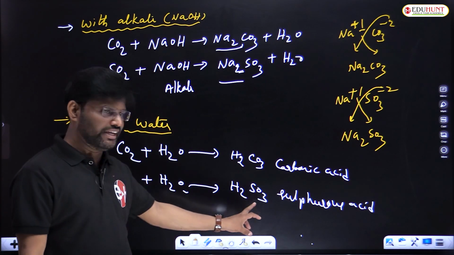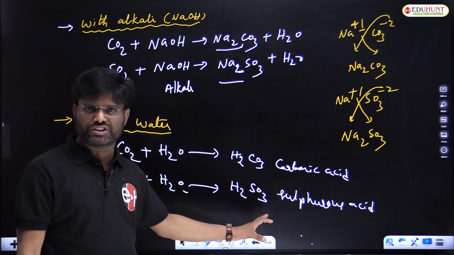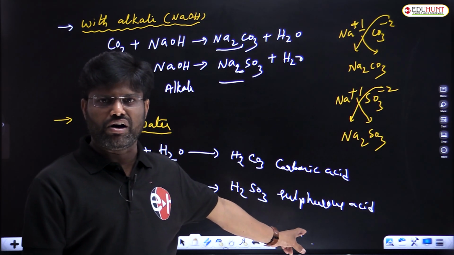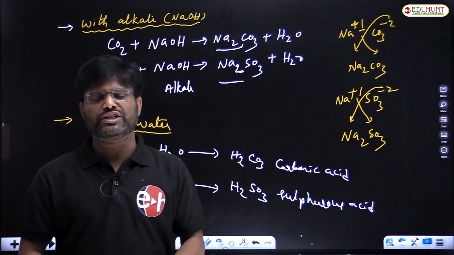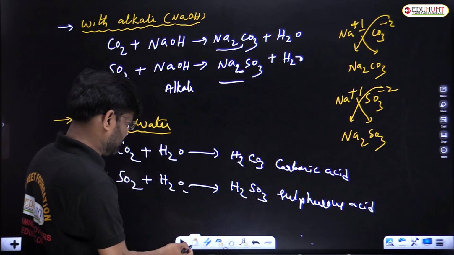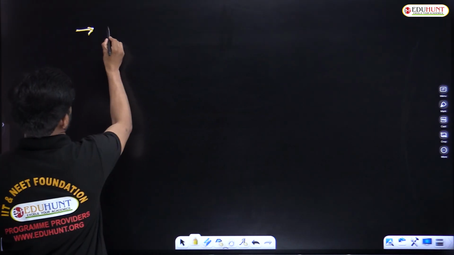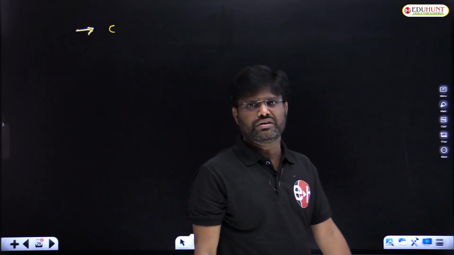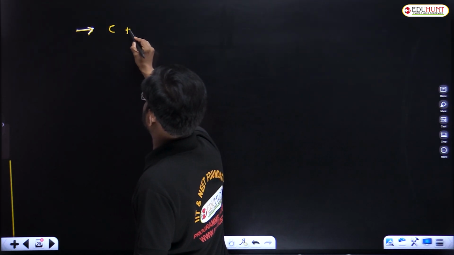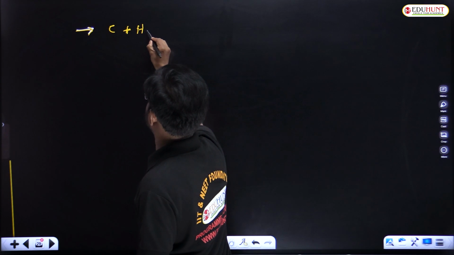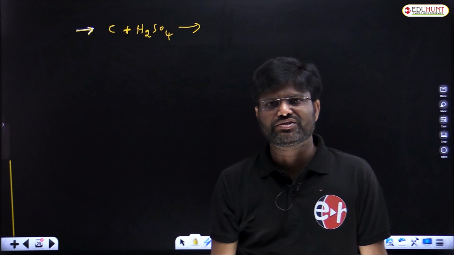Right, let's go to the next. See here, one formula is there. This formula is there in the worksheet questions, so you should practice this formula. Sulfurous acid, H2SO3. I am going to explain. Next, non-metals react with the acids. Non-metals. Carbon reacts with sulfuric acid and forms what?